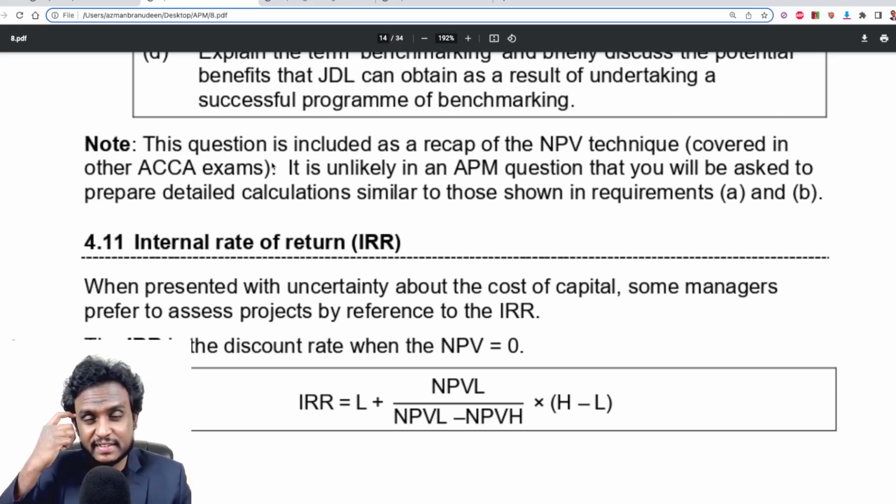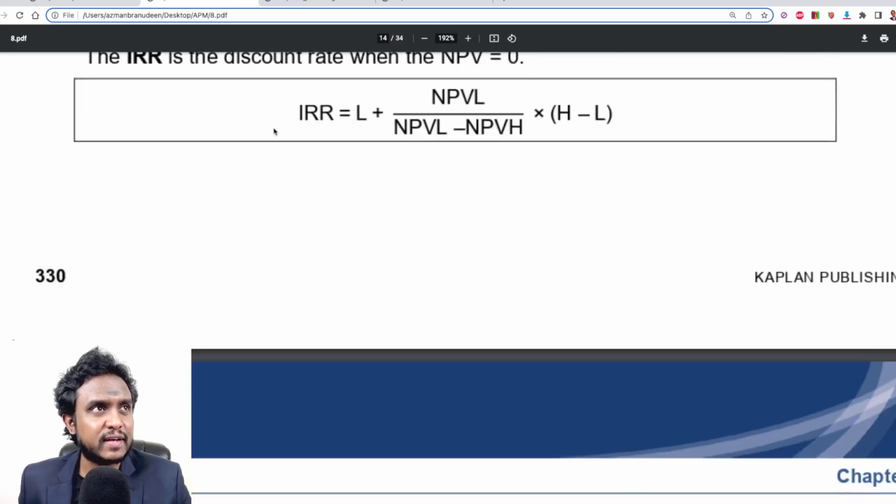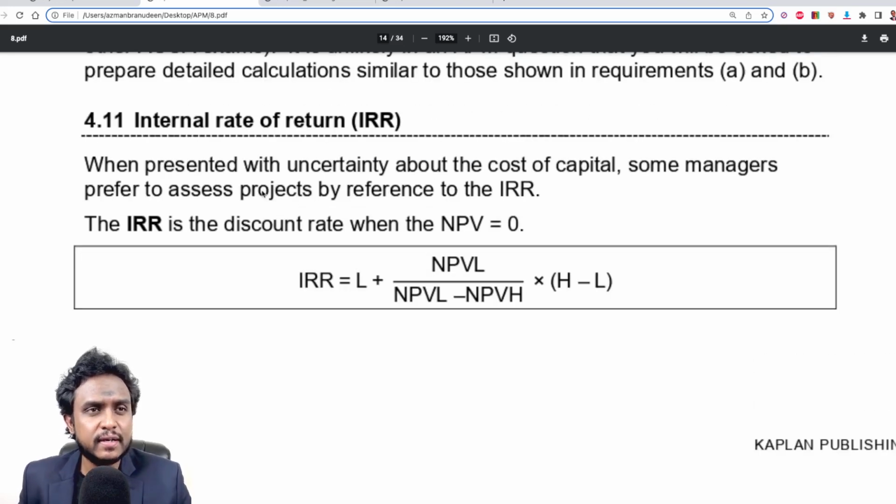So with that, understand, it's the same with IRR and MIRR. So let me quickly run through IRR and MIRR. IRR and MIRR both are percentage based. You use the NPV figures. IRR is a method of using the interpolation technique.